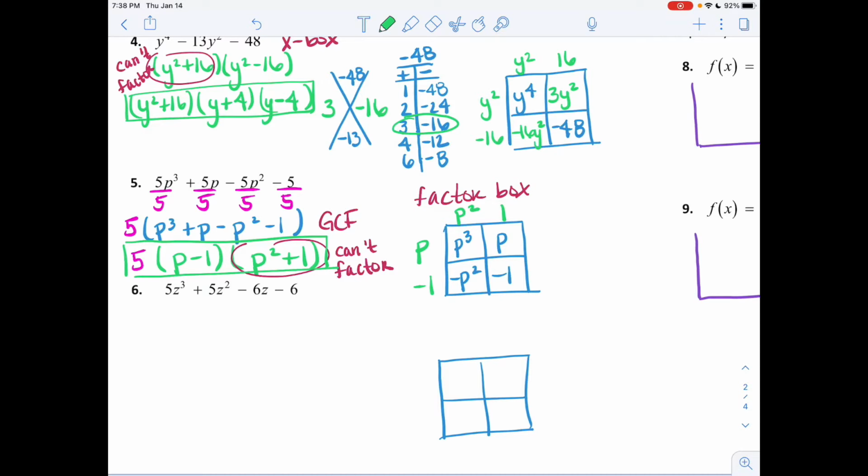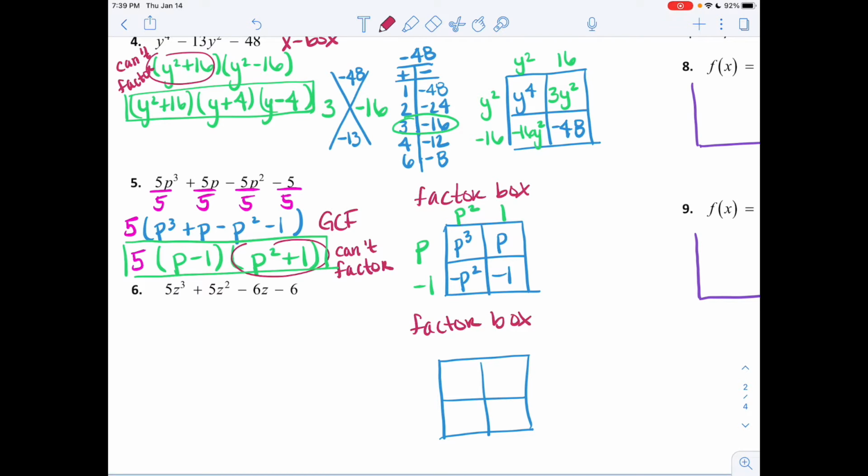We are continuing to look at problems with 4 terms. Notice that number 6 has 1, 2, 3, 4 terms. Looking across here, I don't have a greatest common factor, so I don't have anything that I need to pull out to start with. I can jump right to doing my factor box.